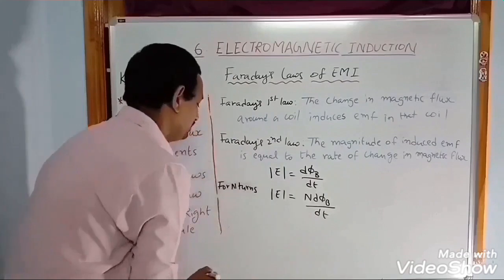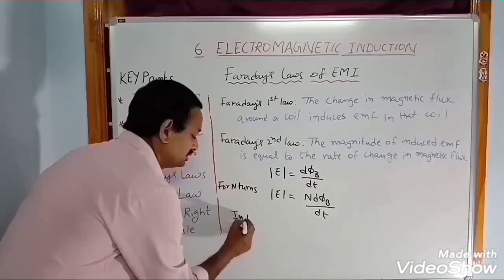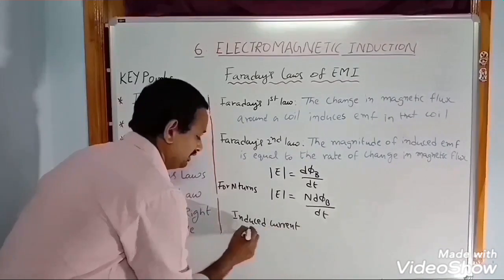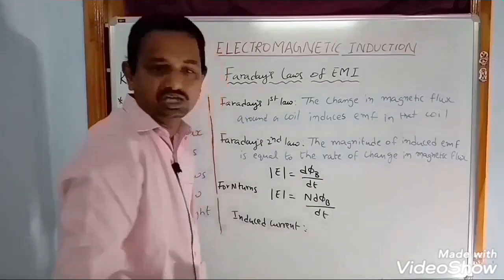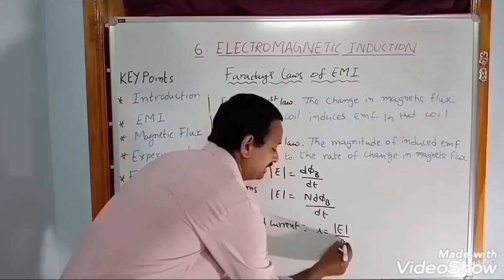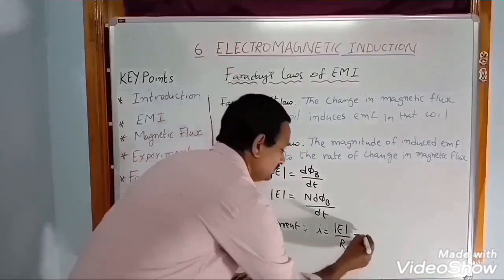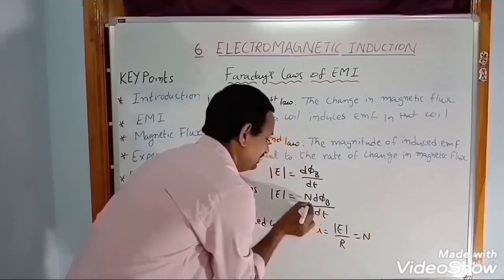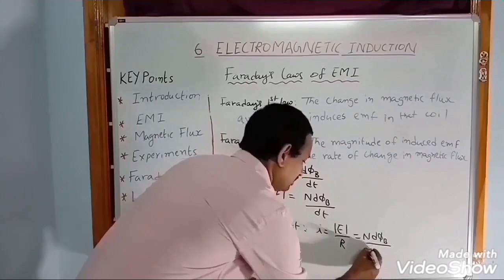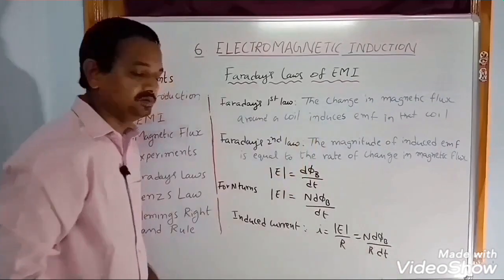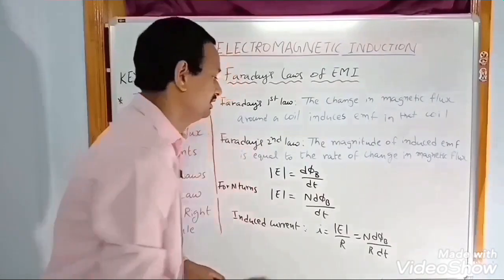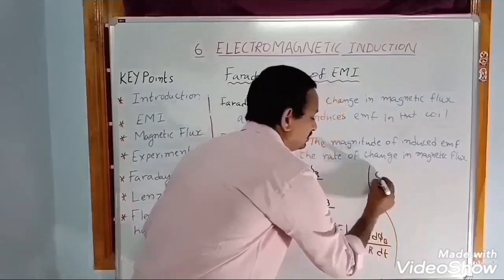So here, what about induced current? Induced current I equal to modulus of E by R, that equals n into d phi B by R into dt. Then what about the charge flowing in that coil?